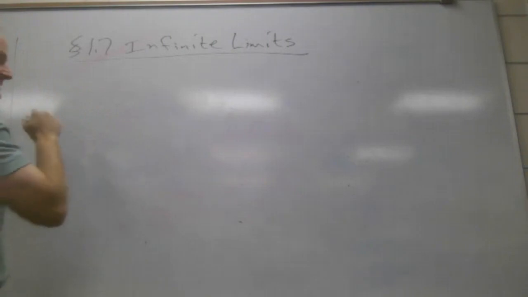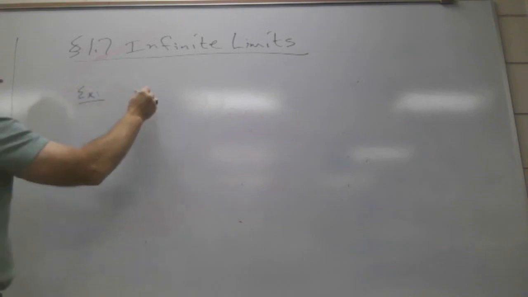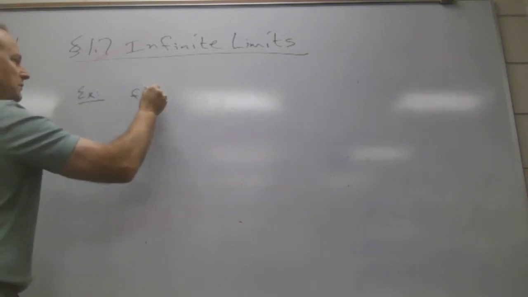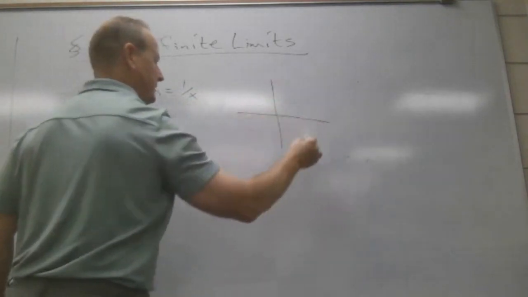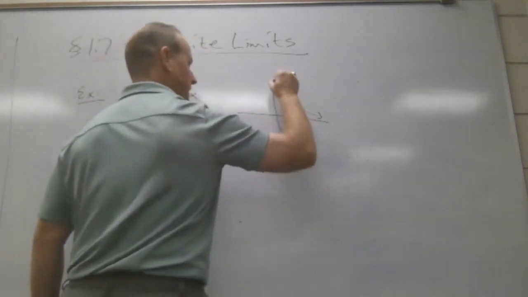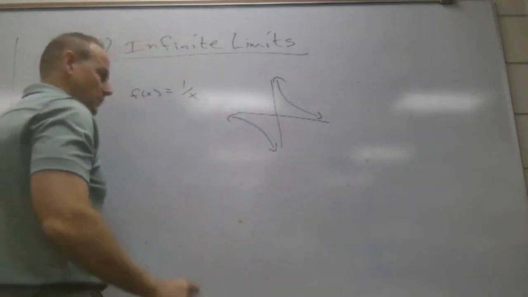Okay, and from a concept, this should make sense. Let's look at an example. If I have f of x equals 1 over x, what does that graph look like? It's a base graph, right? Arcs in quadrants 1 and 3.